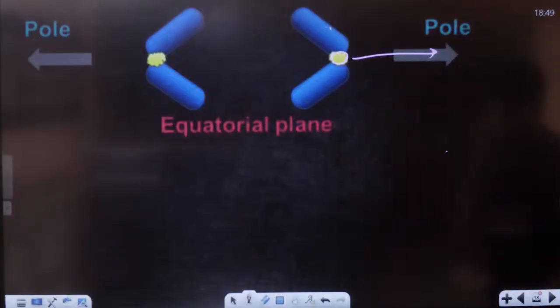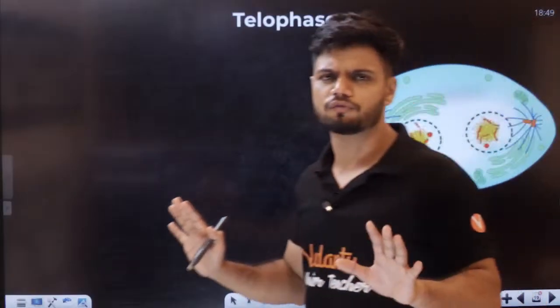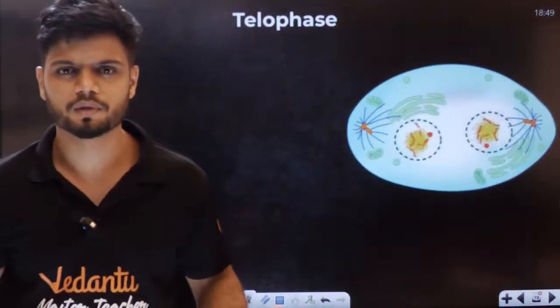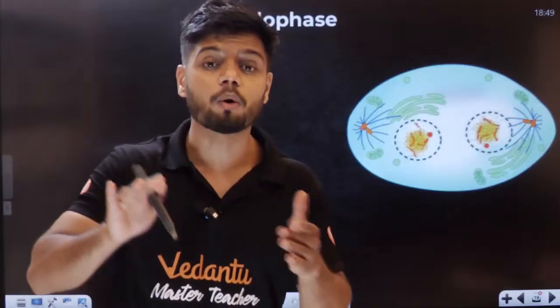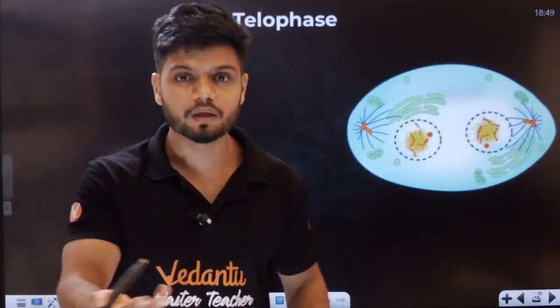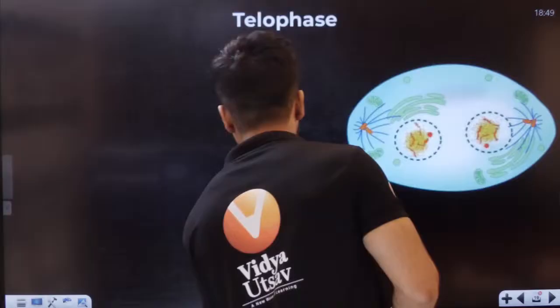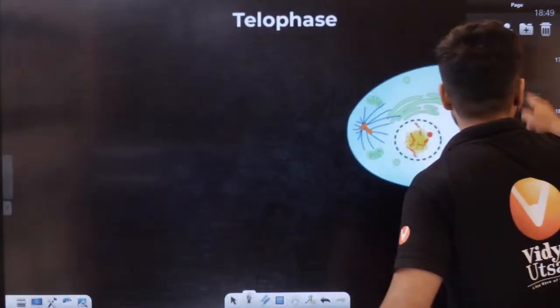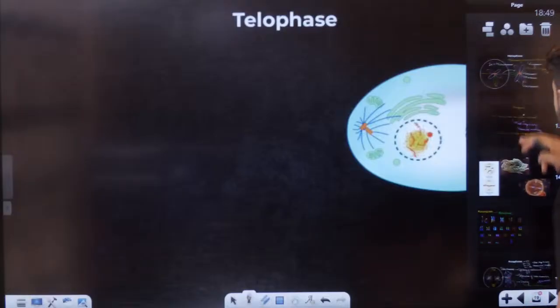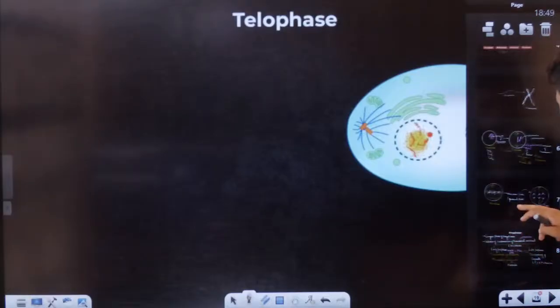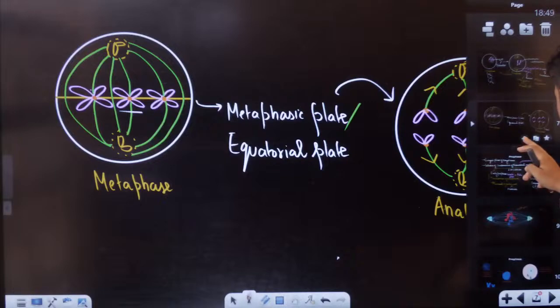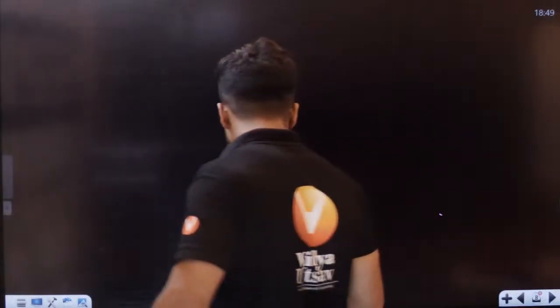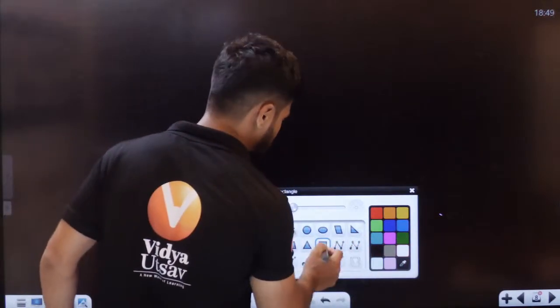Now, students, I want all of you to understand what exactly happens in telophase. Very simple, students. Telophase is the complete opposite of your prophase, actually. So what is happening here, students? Let me just draw the diagram. We'll go back to that slide only because it is easy to remember. Now, what exactly is happening in the case of telophase?